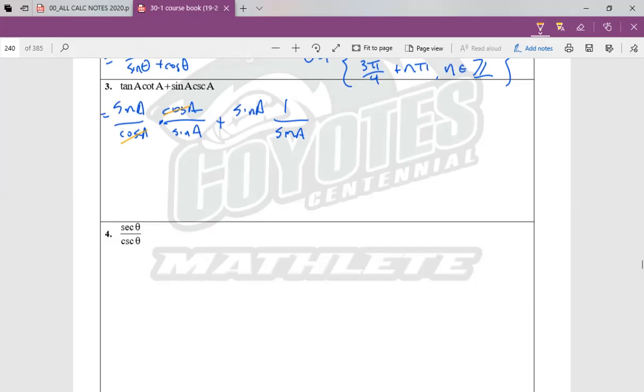Cosine divided by cosine is 1. Sine A divided by sine A is 1. And so a lot of this just tidies right up. This first whole term is 1. The second whole term is 1. And this is all equal to 2. No matter what angle we plugged in for A, that would always be 2.